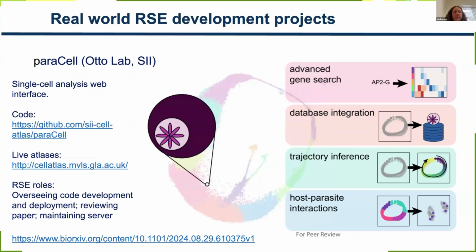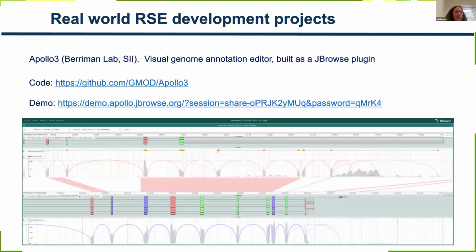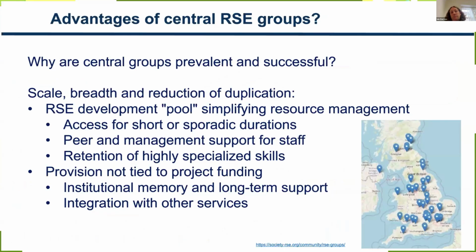Within the infection and immunity schools, the team has been contributing to a couple of visualization tools, images here around single cell analysis, a web interface for that, the code being accessible there, and the RSE within that looking at code development, reviewing papers, maintaining servers, and so on. Another example of this is Apollo 3, a genome annotation editor as a plugin, so people can annotate their genomes doing that. So those are benefits of a central team to contribute towards the software development.